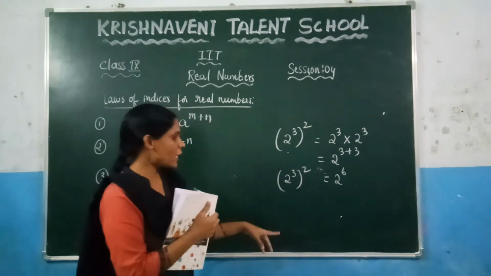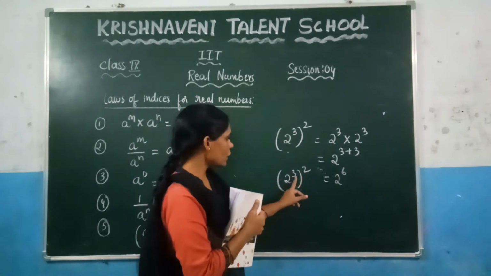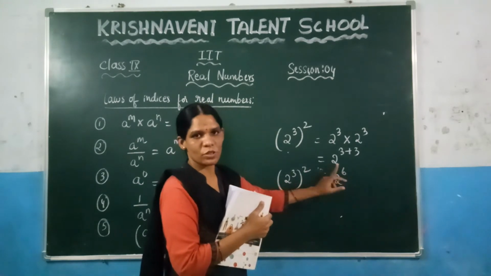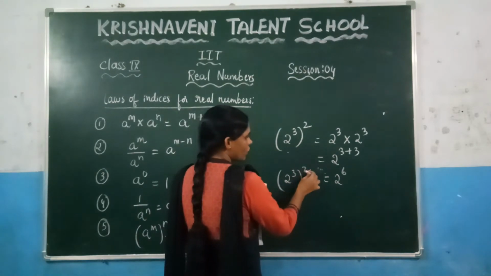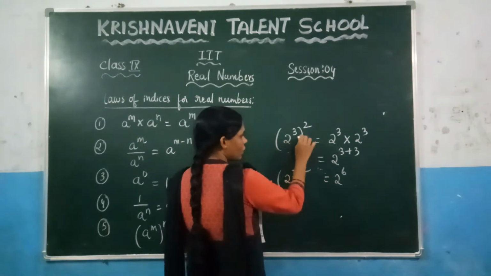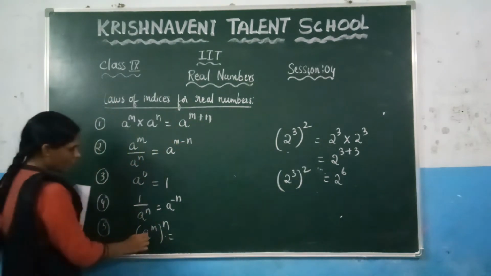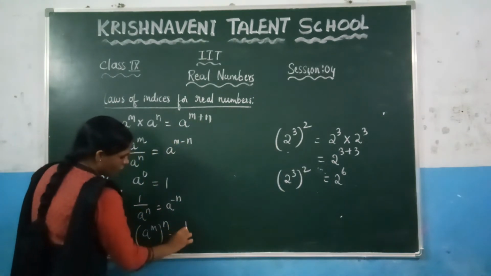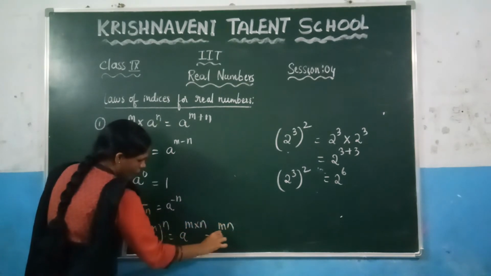Here if you directly multiply these two values also, you will get the same thing. Here you know that 3 into 2 gives you 6. So here the same thing we can do just by multiplying these two values, or by solving the normal process, you will also get the same thing. So we can write this one as (a^m)^n. The formula is a^(m×n). You can write directly here a^(mn).